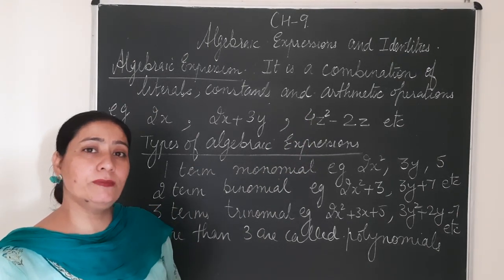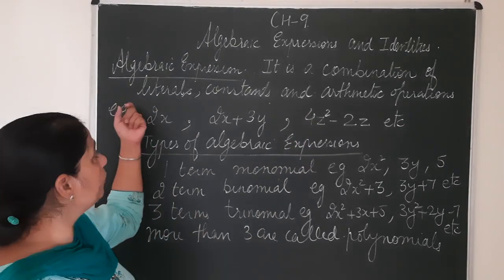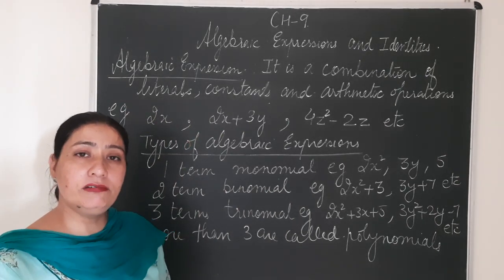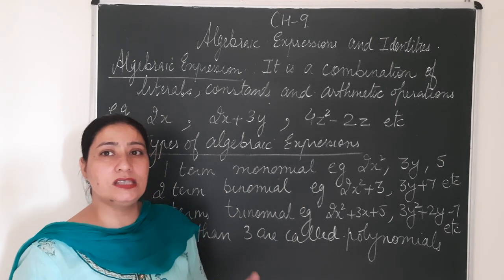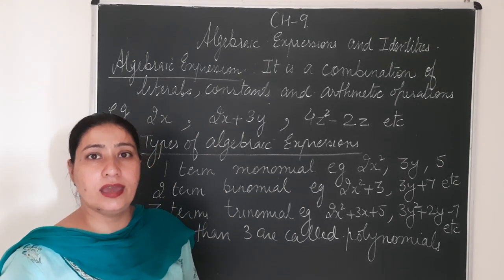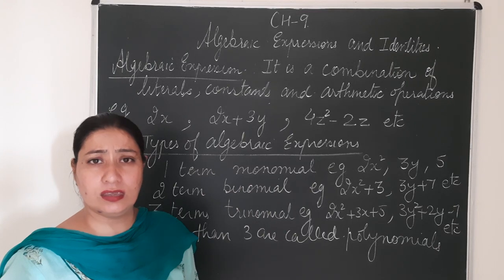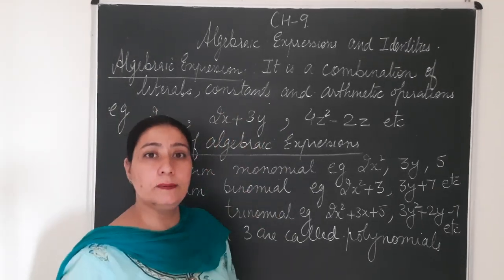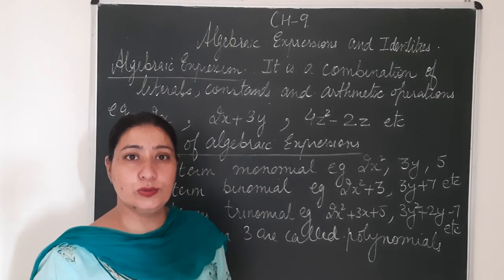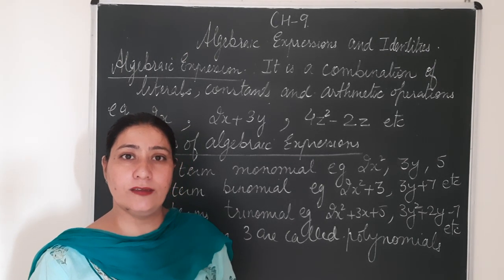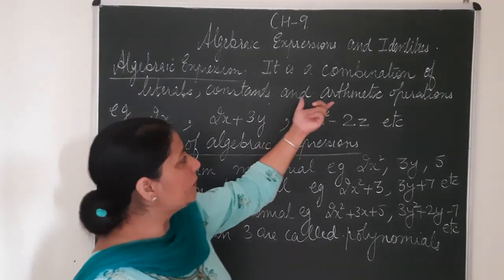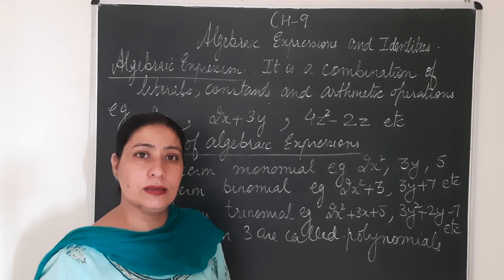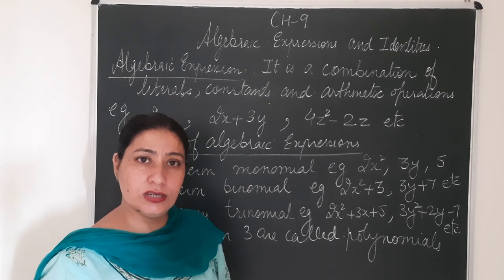So let me first of all make the thing clear to you. What do you mean by literals, constants and arithmetic operations? Literals beta means the alphabets that you take. A, B, C, D, X, Y, Z, L, M, N, O, P, Q, R, they are the literals. Constants are the numbers, the fixed values like 1, 2, 3, 5, 7, anything. And there are 4 arithmetic operations: plus, minus, multiplication and division.